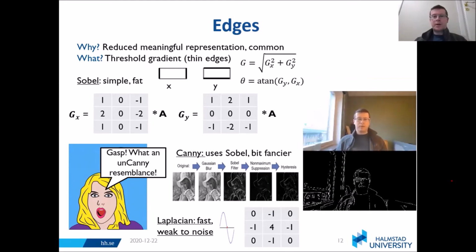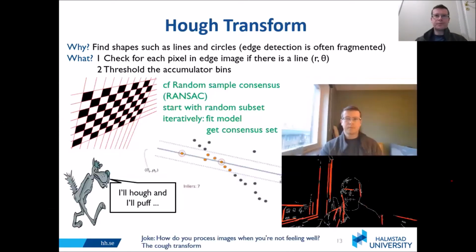Laplacian is another technique. It's fast, but it finds the zero crossings of the second derivative. So it's a bit weak to noise, and you should usually smooth before using it.